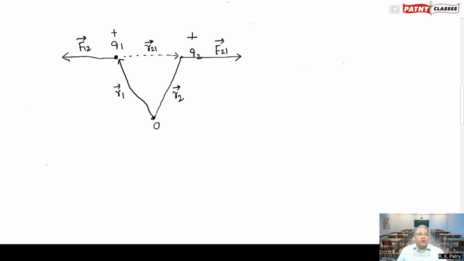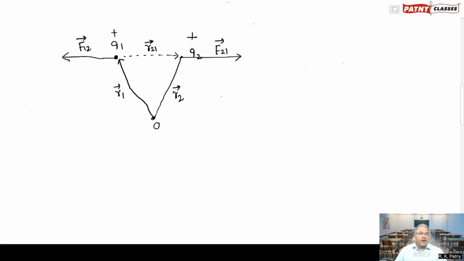I would like to tell you one thing: be careful when you are reading different textbooks, because in every textbook these denotations are not the same. The denotations I am using here are specifically as per the NCERT textbook.